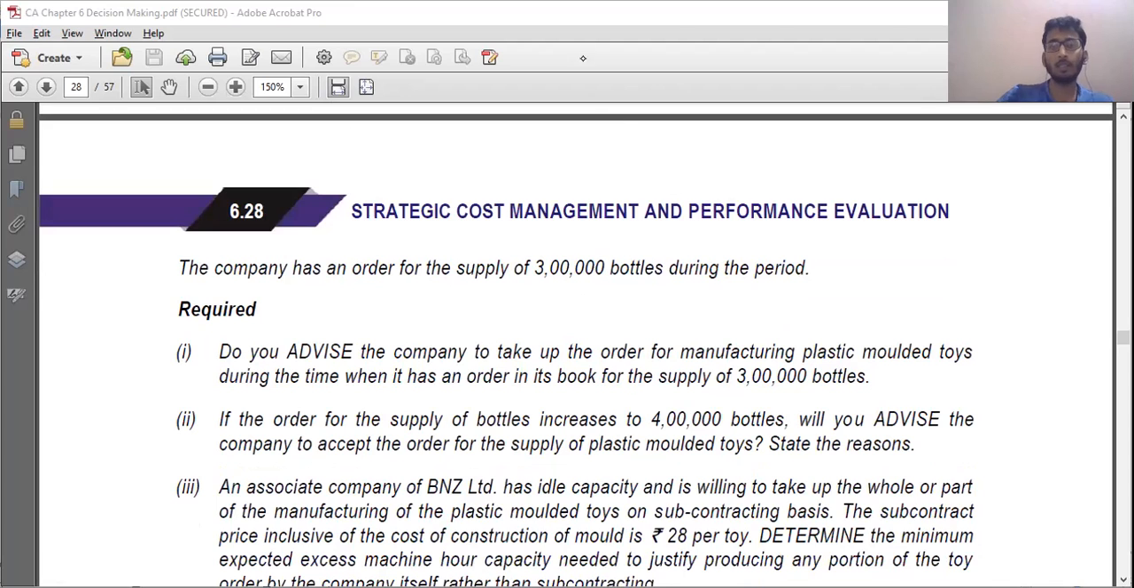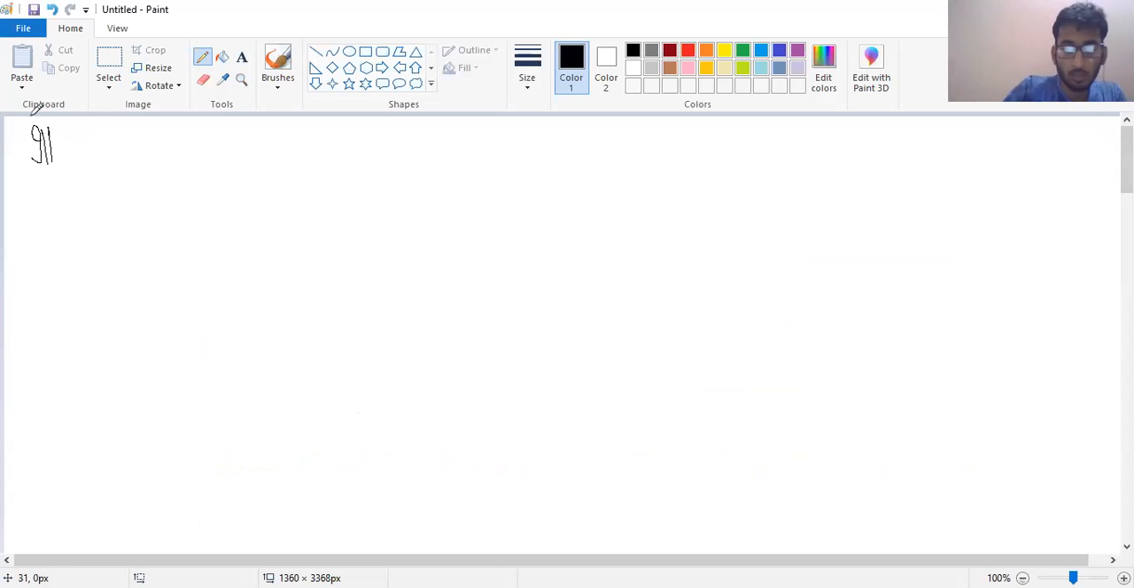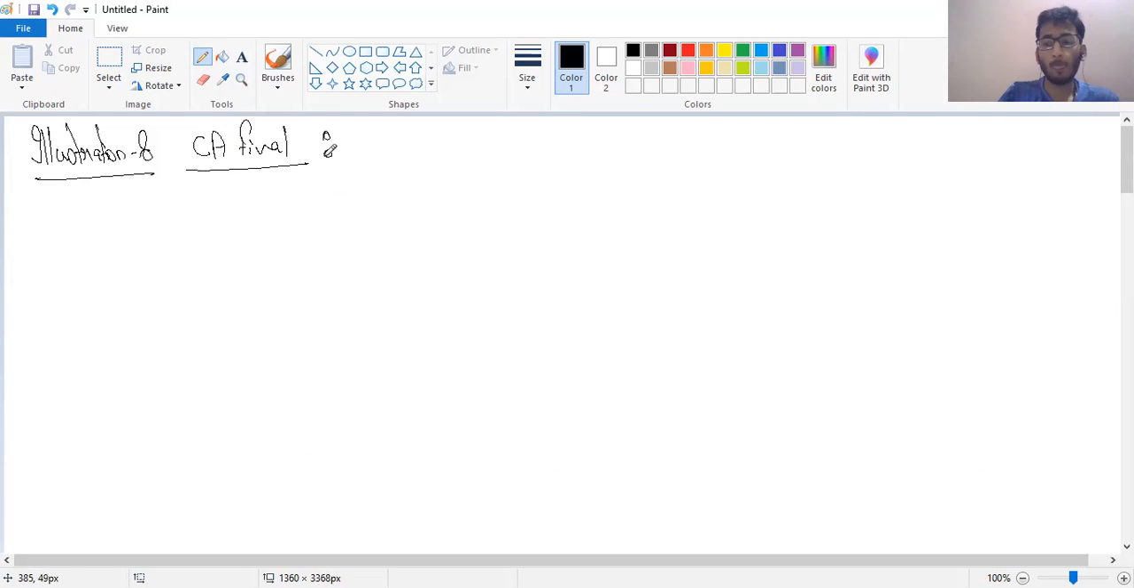Okay, so let's see the first part. Illustration number 8. Illustration 8, CA final study material. So this is illustration 8 from CA final study material. Okay, so part 1.